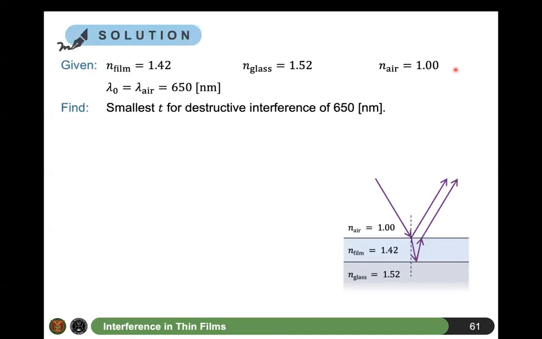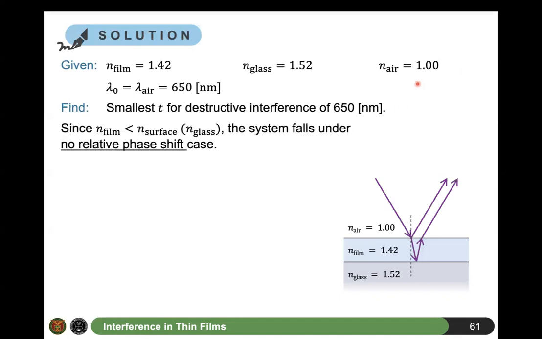Okay? So n film is 1.42, that's the coating. The surface is the glass, that's 1.52. And of course, our source is always in air, which is always 1. Okay?